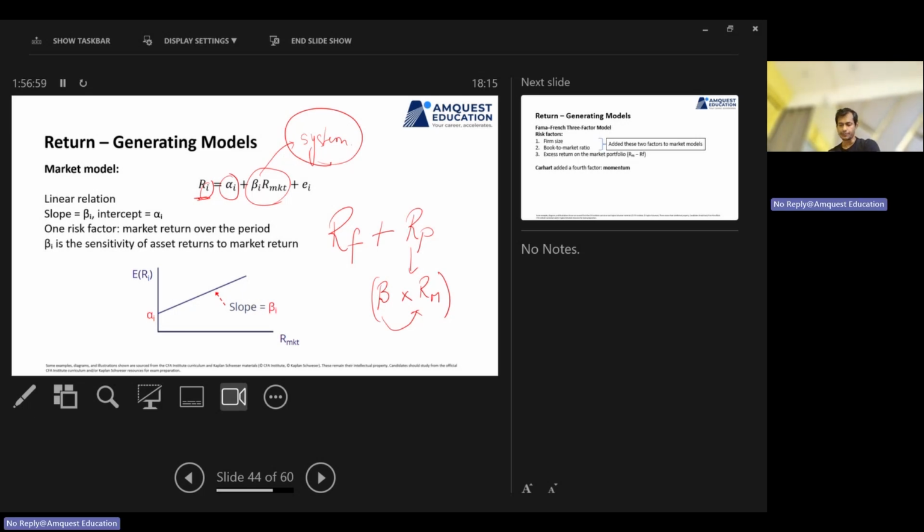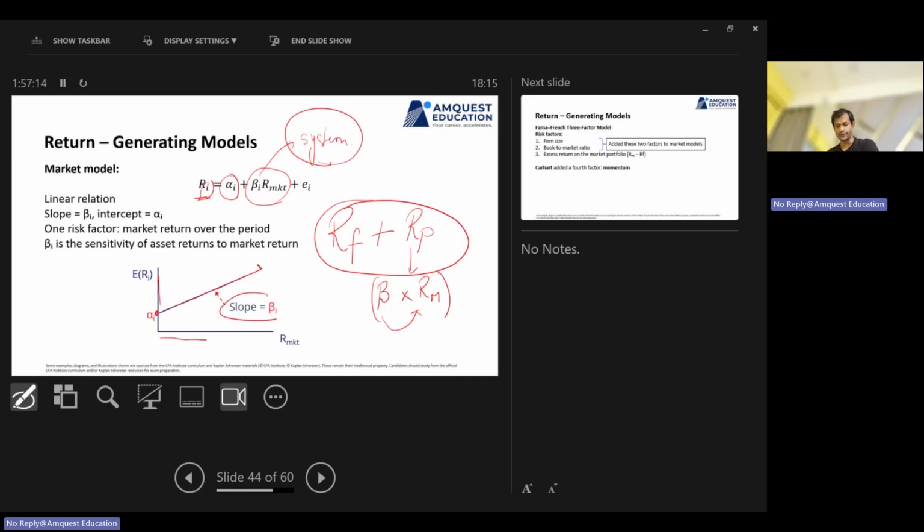Clear? So this is the premise of the CAPM model, where we say, boss, I will earn so much for taking no risk, because that's your risk-free rate. Plus, I will earn more and more return for more and more risk. So this is how it will go.